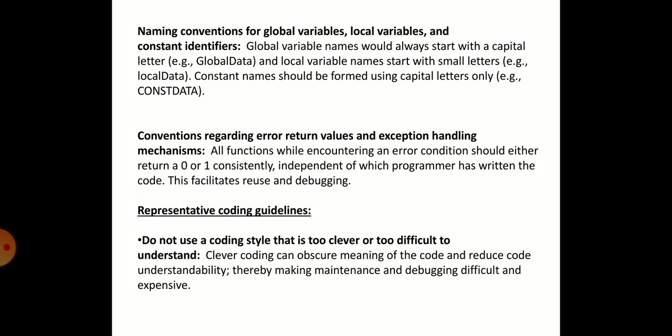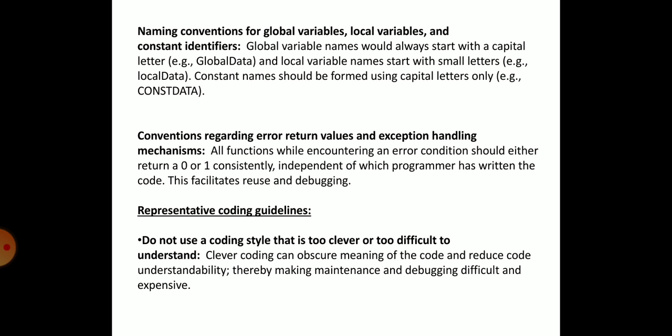And there are specific naming conventions for the global variables, local variables and the constant identifiers. We know the generally used conventions for specifying global variables: they would always start with a capital letter. We usually specify the global variables starting with a capital letter, and the local variable names start with small letters, and constant names are specified with capital letters only. We know these are some general conventions used for naming the variables.